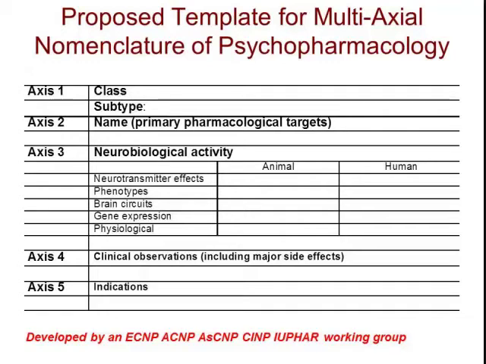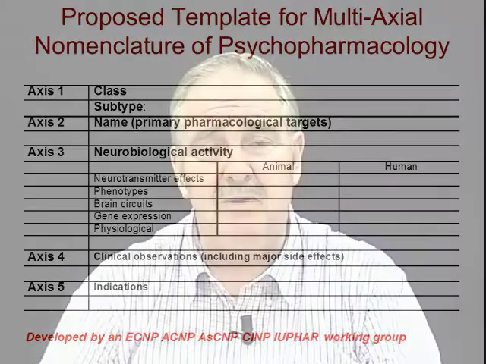Axis 4 relates to the clinical effects of these drugs, both relating to the effects therapeutically and also to adverse effects or major side effects. And then axis 5 relates to the indications. And it's important to specify that indications are licensed indications. So these are what we call in the UK marketing authorization.